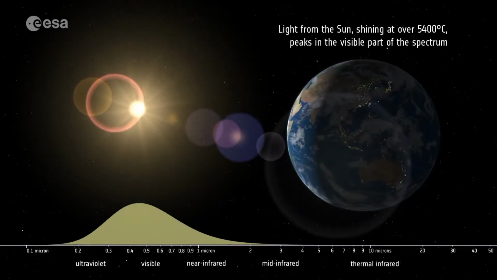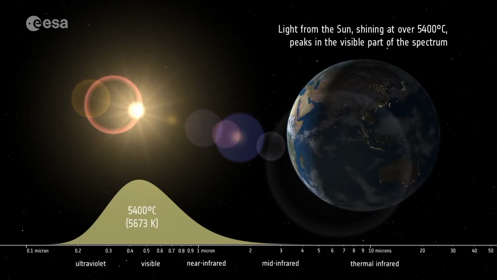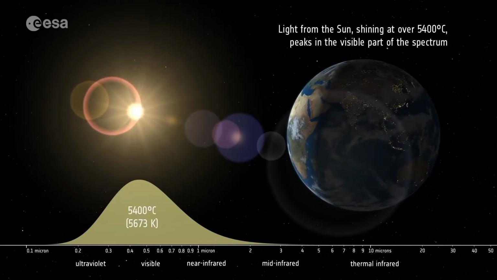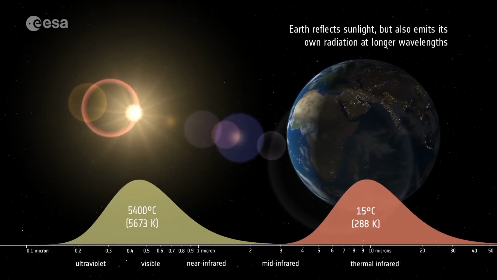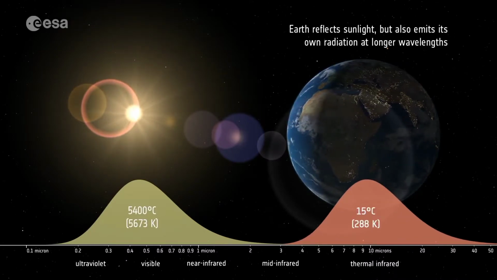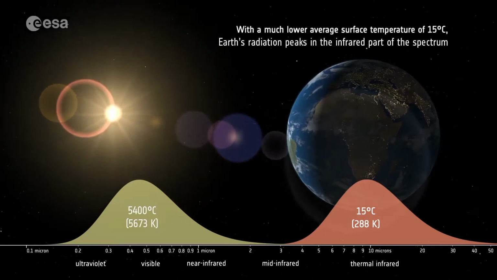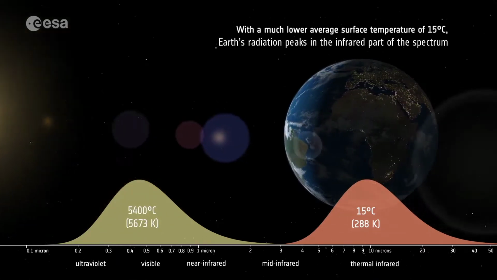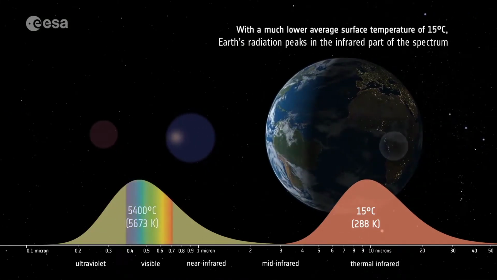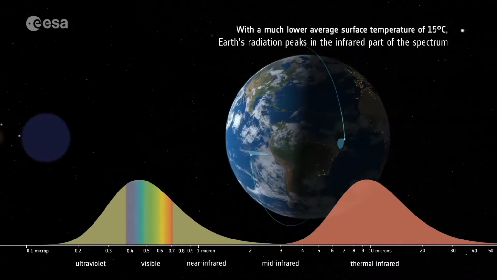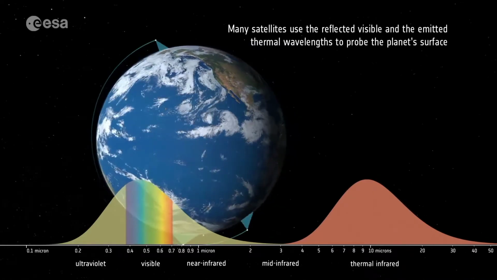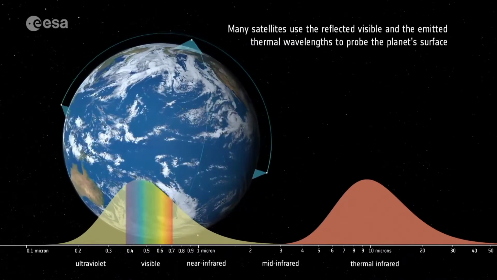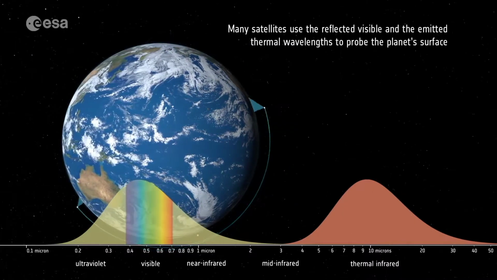Light from the Sun, shining at over 5,400 degrees Celsius, peaks in the visible part of the spectrum. Earth reflects sunlight, but also emits its own radiation at longer wavelengths. With a much lower average surface temperature of 15 degrees Celsius, Earth's radiation peaks in the infrared part of the spectrum. Many satellites use the reflected visible and the emitted thermal wavelengths to probe the planet's surface.